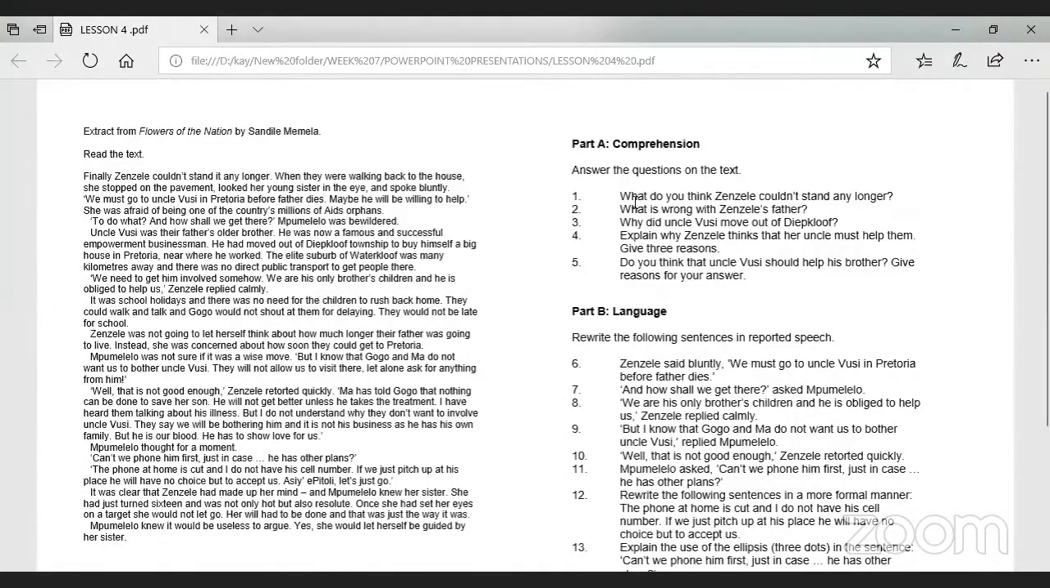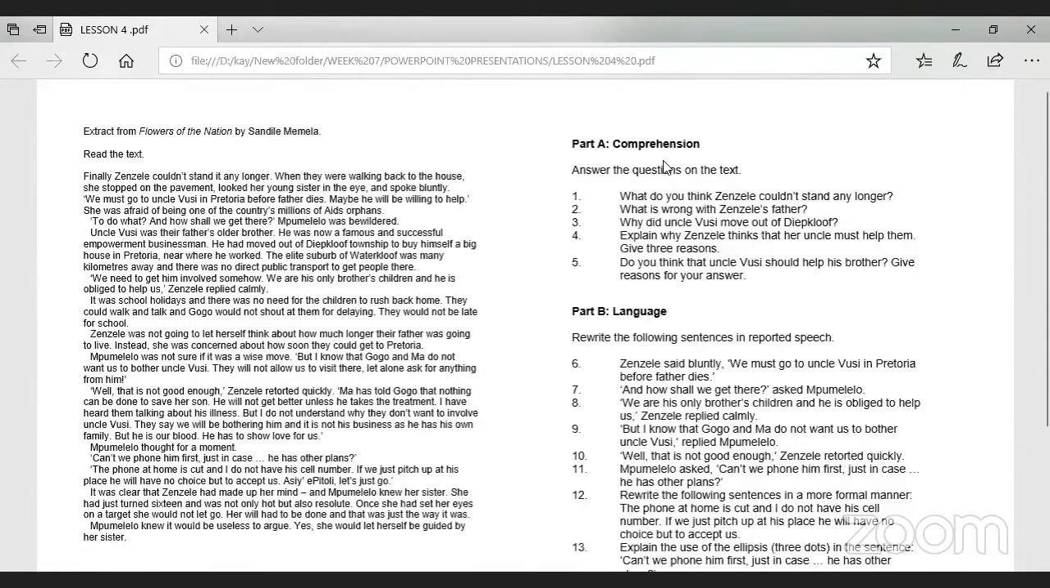We are going to do part A together and mark it before we move on to part B, which is the language section, where you will be doing some reported speech, which is what we've just spoken about. Remember, guys, reported speech and indirect speech are the same thing, just different words. You can use either one.